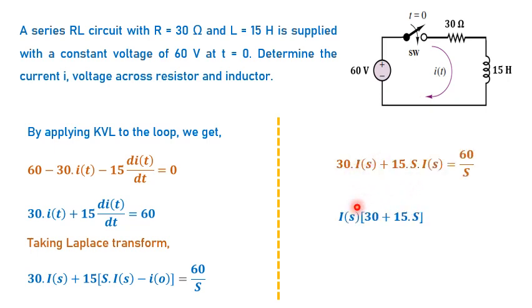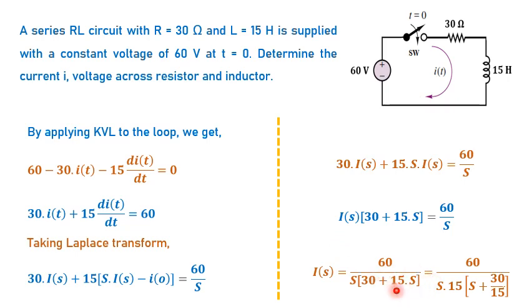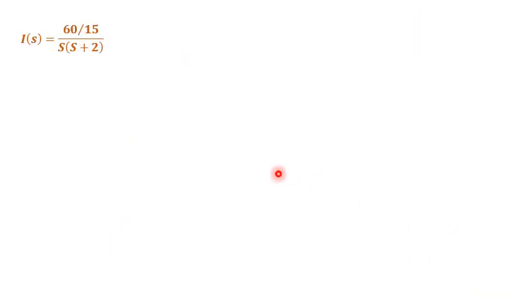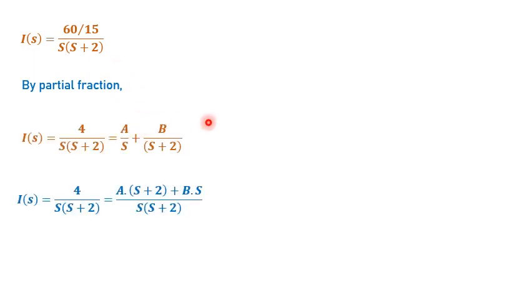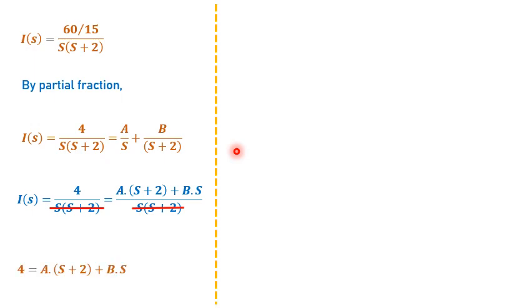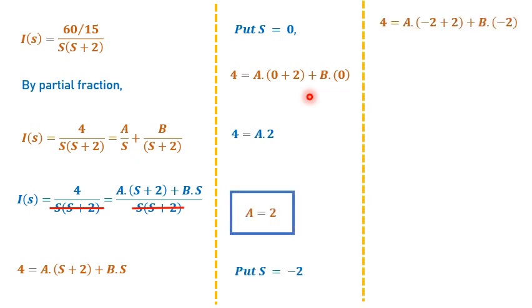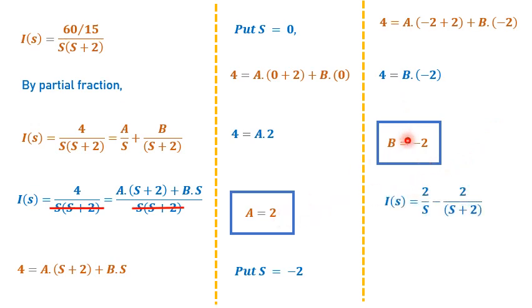So from this, take I(s) outside and bring this 30 plus 15s to the right hand side and make this denominator into S plus A format by taking the coefficient of S outside, and using partial fraction we can find the values of A and B by substituting the respective values for S. A and B are found to be 2 and minus 2, so substitute those values here. We will get 2 by S minus 2 by S plus 2.